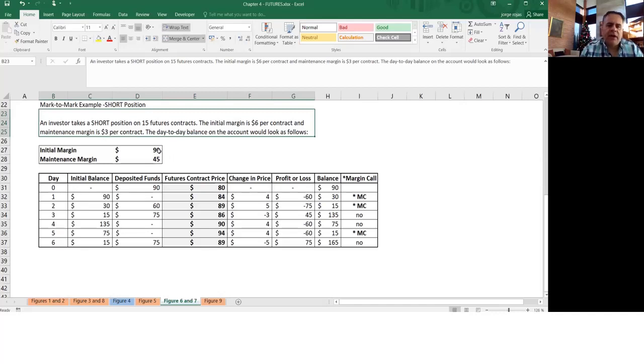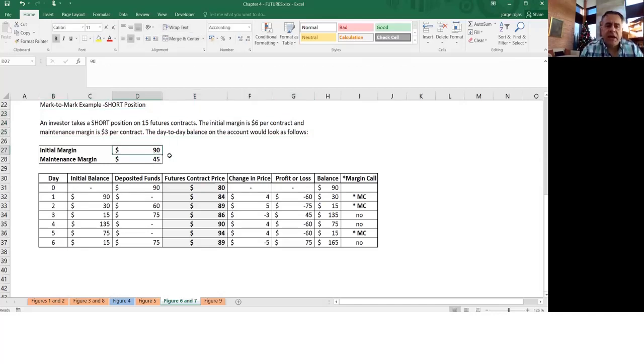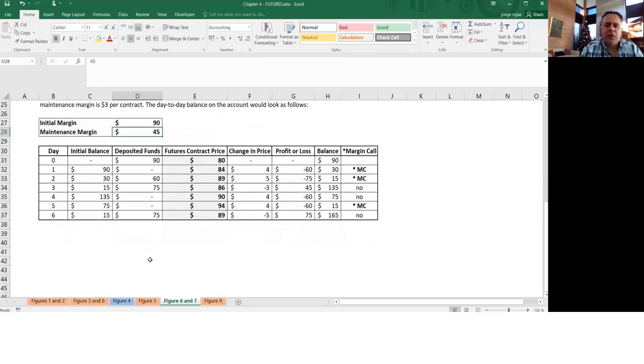So you will have an initial margin of 90, a maintenance margin of 45, and this will look like this on a daily basis. You deposit 90 to start with, and next day you have those $90 in your account. There is no margin call because you're starting your position.